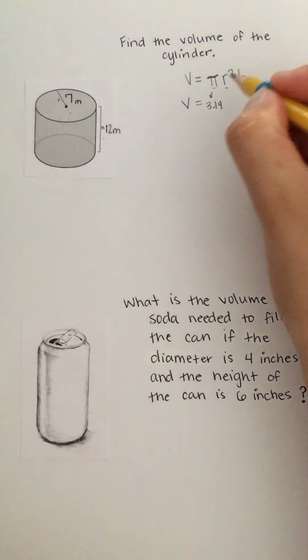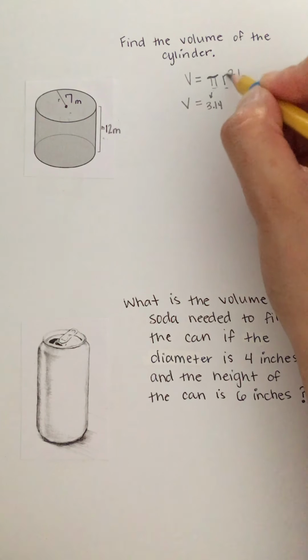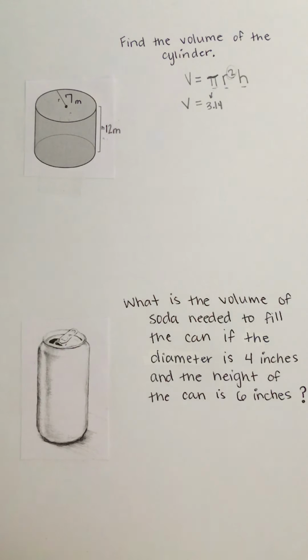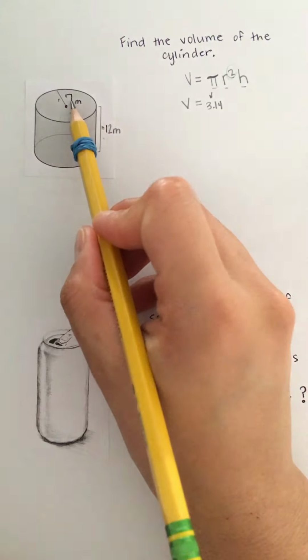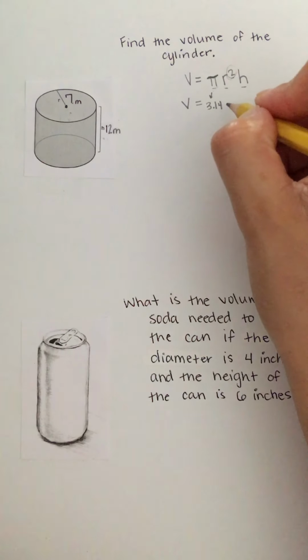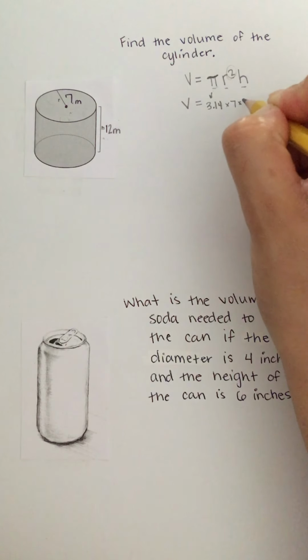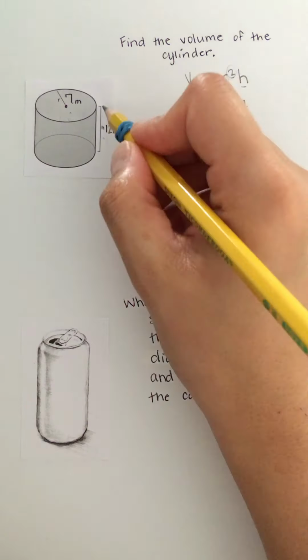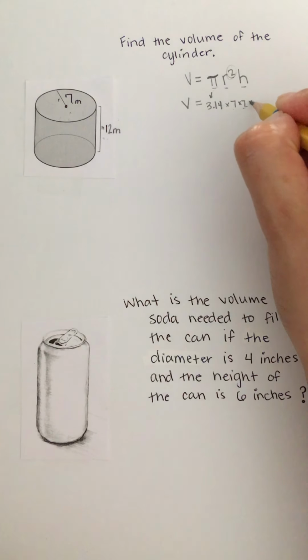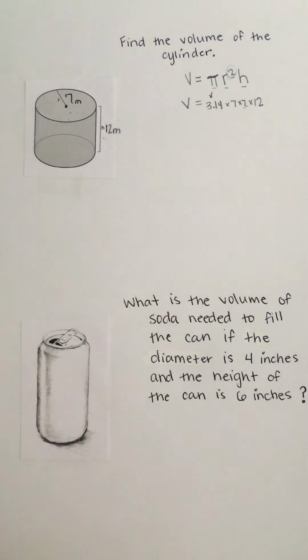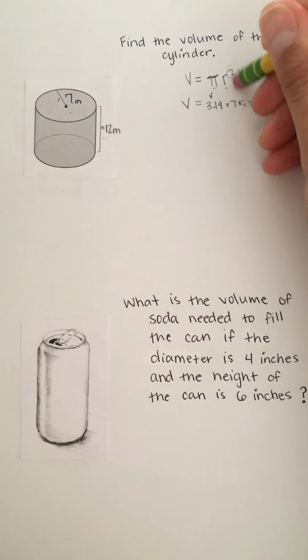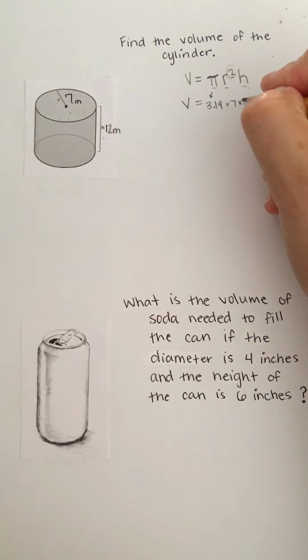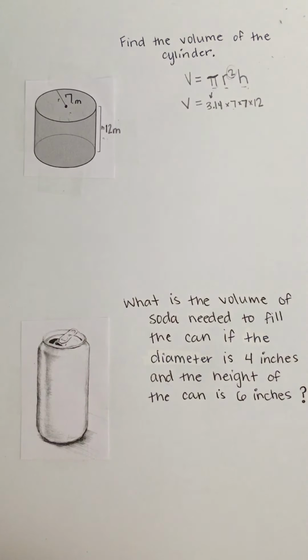Okay, and then radius squared. Don't forget what squared means. You take the radius, squared means times itself. So 3.14 times 7 times 7. That's what squared means, there's two of them. And then times the height. So the height is 12. So I have 3.14 times 7 times 7 times 12. That's what the formula is.